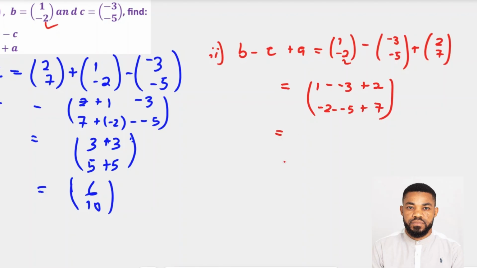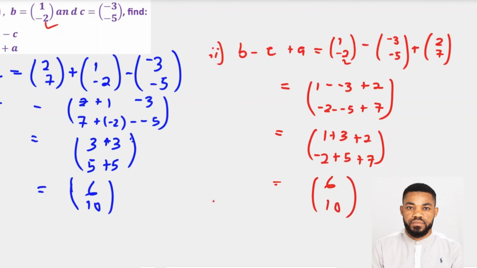So let's compute this arithmetic. So 1 minus negative 3 is going to be 1 plus 3. So let me just simplify it here. 1 plus 3 plus 2. Let's come to the y component. So that's going to be negative 2 minus negative 5. That's going to be negative 2 plus 5 plus 7. So let's get our final answer. 1 plus 3 is 4, plus 2 is going to be 6. Negative 2 plus 5 is going to be 3, plus 7 is going to be 10. Wow. So coincidentally, we are getting the same answers. 6, 10, 6, 10.